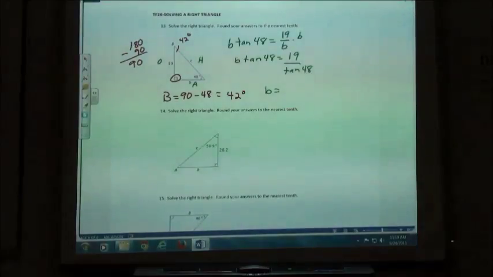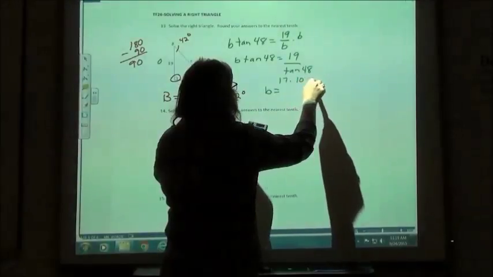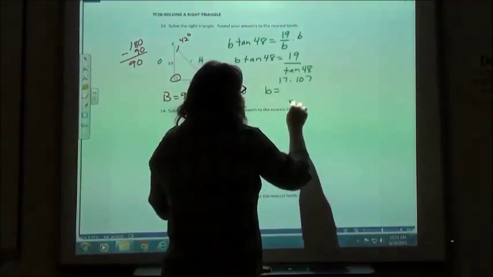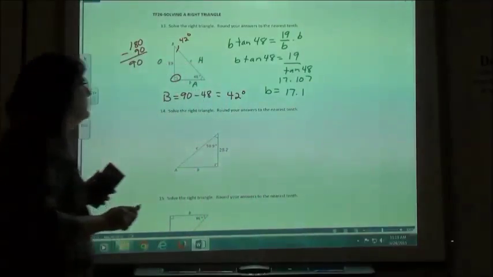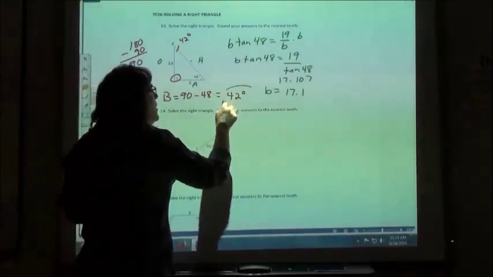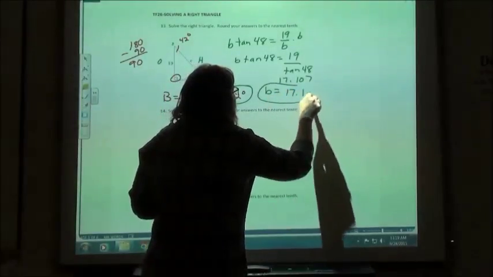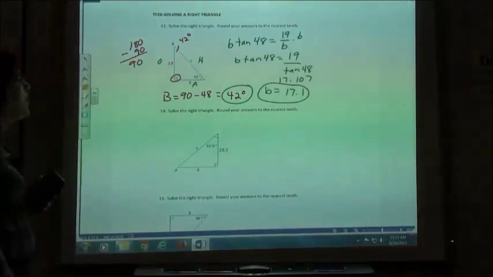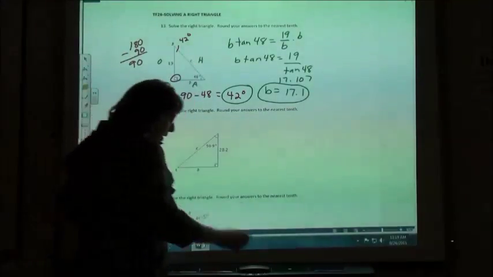And so if I use my calculator, 19 divided by the tangent of 48 gives me 17.107. I'm rounding to the nearest tenth, so 17.1. So 42 is our angle, our degrees for angle B, and 17.1 is the length of side B. We still need to find side C.